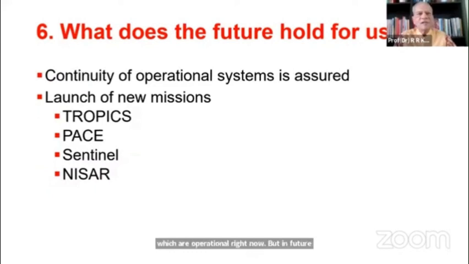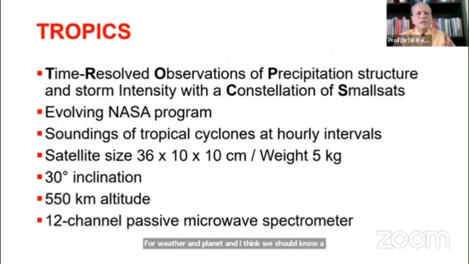But in future, and this is the last point in my talk, what does the future hold for us? That's the question. There are at least 4 new missions which are being planned for weather and climate, and I think we should know a little about it. So I have 4 slides for each of these bullets. TROPICS is an acronym for, it's not actually a geographical name, time resolved observations of precipitation structure and storm intensity with a constellation of small satellites. This is an evolving program of NASA, and the object is to get soundings of tropical cyclones at hourly intervals.